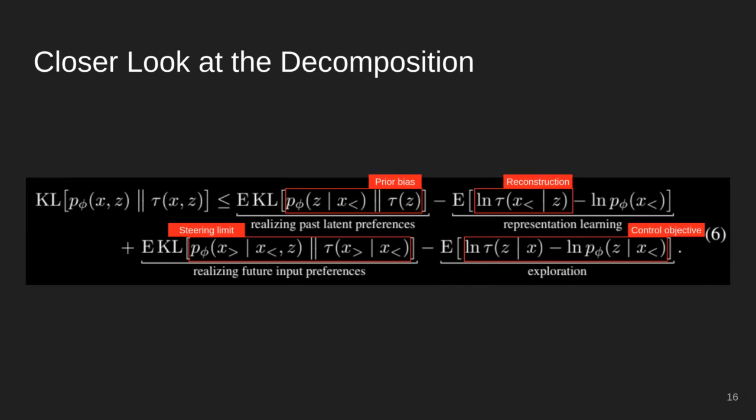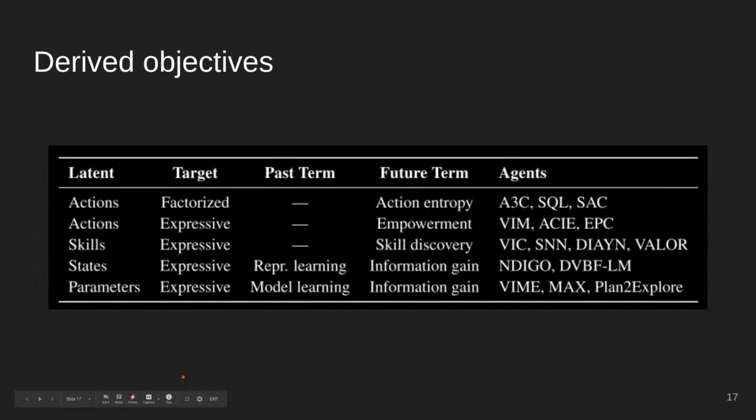Okay, any points so far about this part? If not, let's continue. The objective that you saw in the previous slide enables us to derive different objectives, as you can see in this table. The authors in this paper look at different algorithms for agents, which have different sorts of objectives, and put them into the framework that they developed.